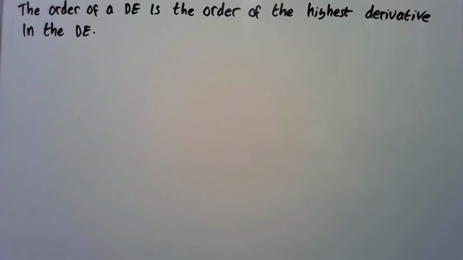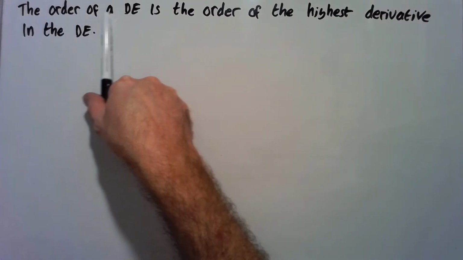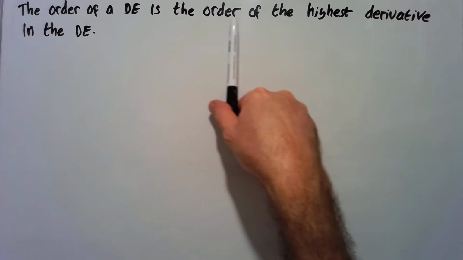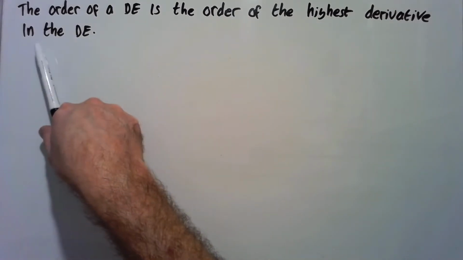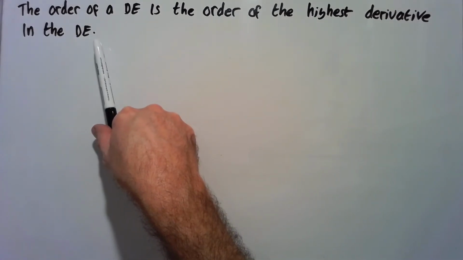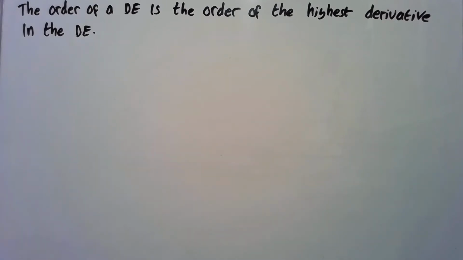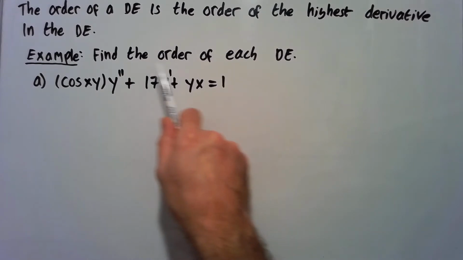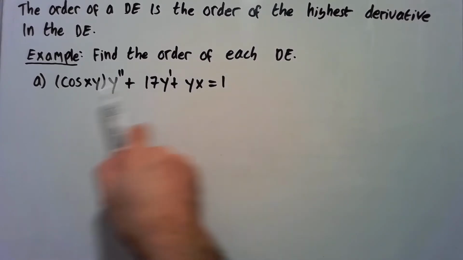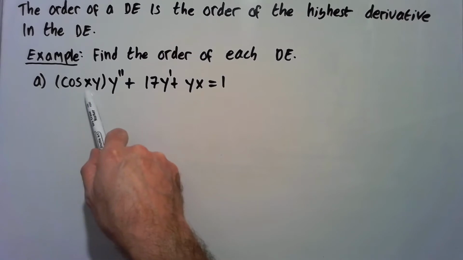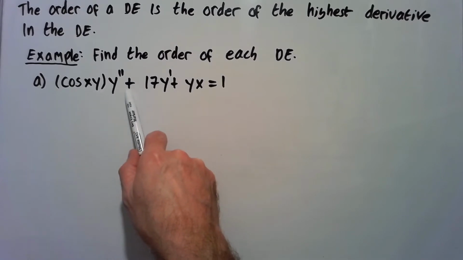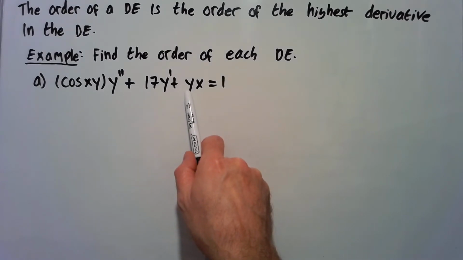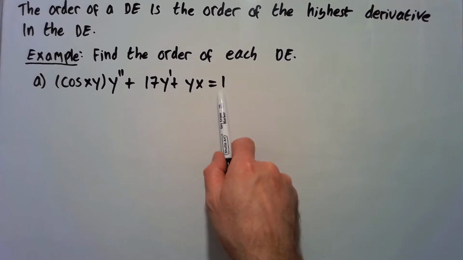Okay, so next thing, the order of a differential equation is the order of the highest derivative in the differential equation. So let's look at an example now. Find the order of each differential equation. Say A, we have cosine xy times y double prime plus 17y prime plus y times x equals 1.